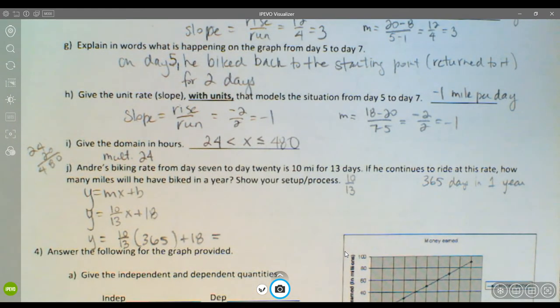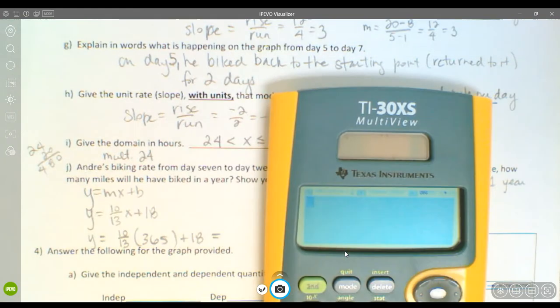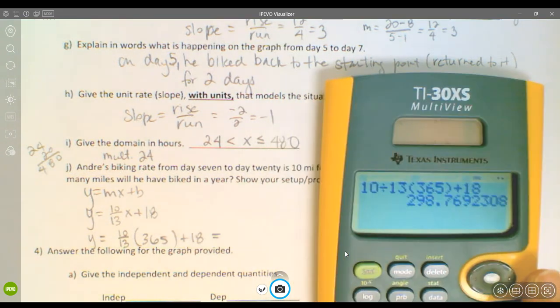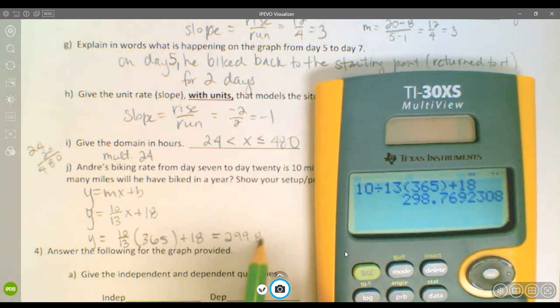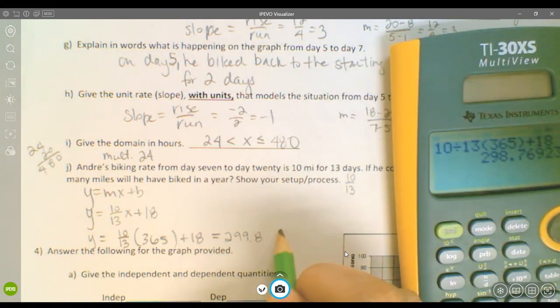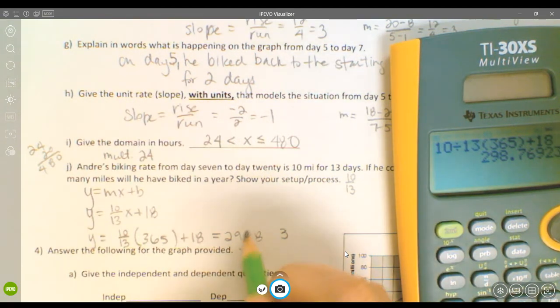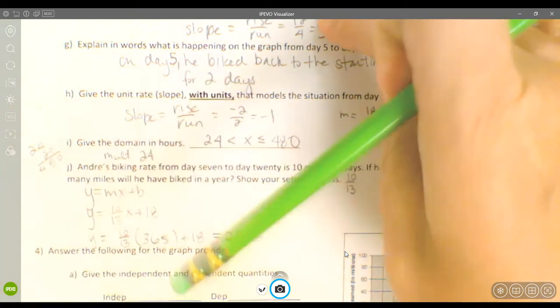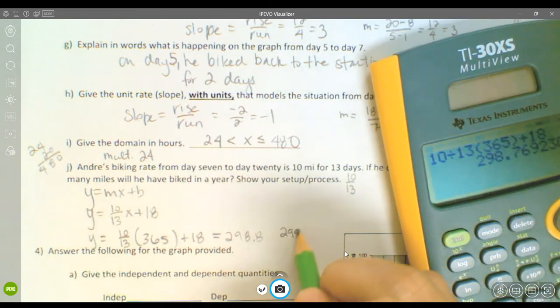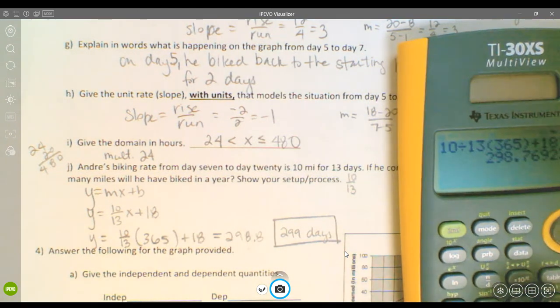All right, so let's look at this one. I have 10/13 times 365 plus 18. That's 299 point stuff. But let's go ahead and round this up. No, just kidding. It's 298.8 days, which makes this 299 days. There it is.